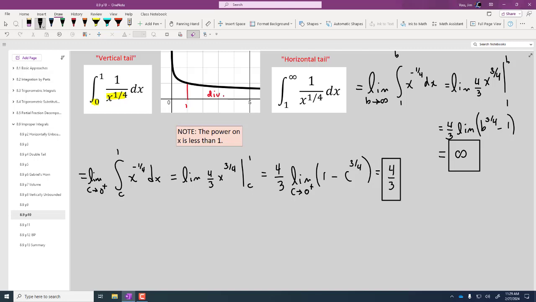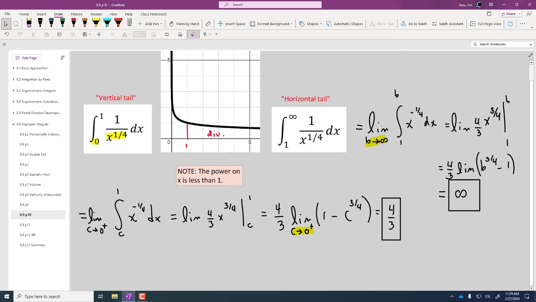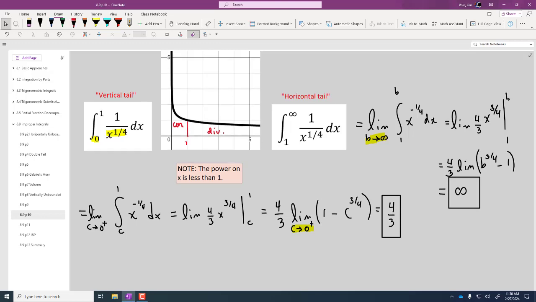So you just have to be vigilant about making sure that you're going to the right value. Limit as b goes to infinity, limit as c goes to 0. Because you end up with the same nature here, right? c to the 3/4, b to the 3/4, but if b is going to infinity, that's totally different than if c is going to 0. So we get converge, or finite area, over here. Converge on this side. And that's going to be our pattern that we're going to see again and again: fractional exponent, converge vertically, diverge horizontally. All right.